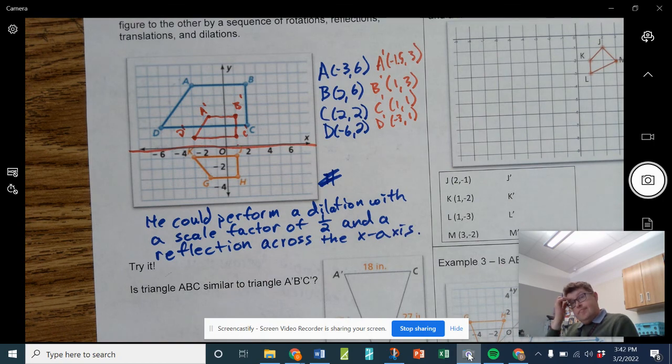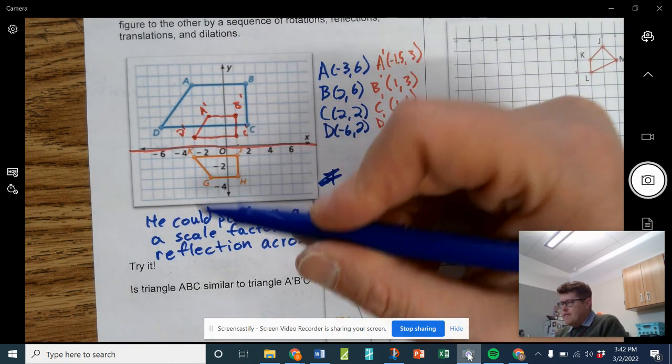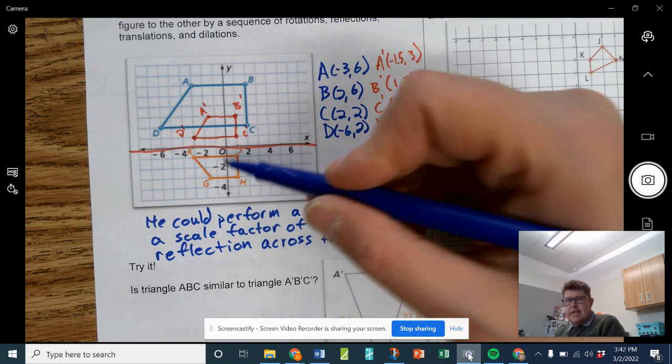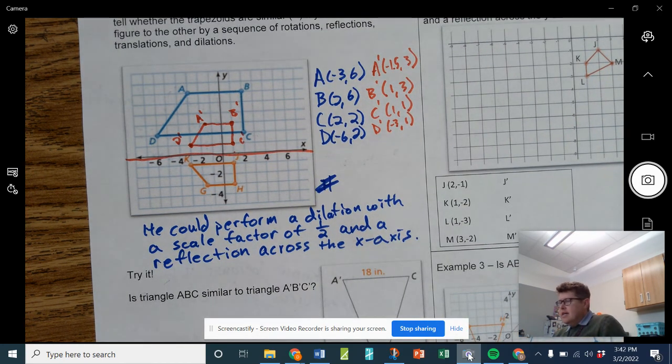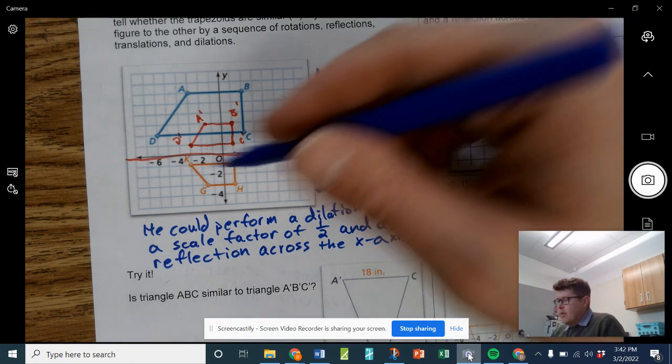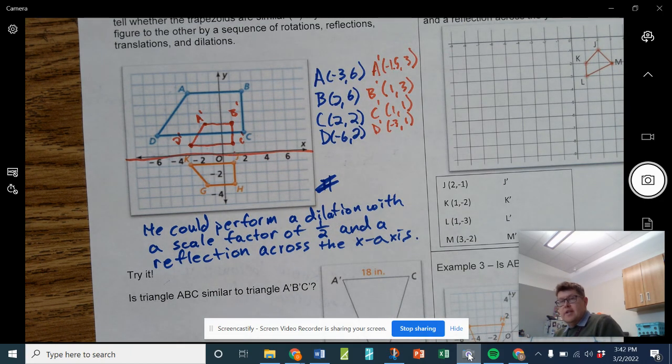Technically, you could actually do the reflection first and then the dilation to get it to map on there. You could do either one, but the graph isn't big enough for us to do the reflection first. So we've got to do the dilation first.